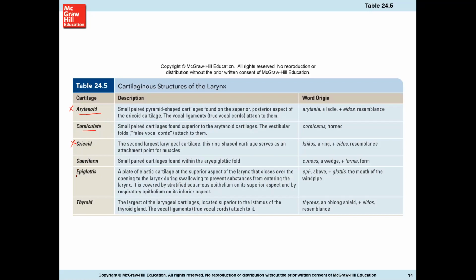You don't have to know cuneiform. Epiglottis, of course, and the thyroid cartilage, not the thyroid gland, the thyroid cartilage. The thyroid gland, again, is slightly inferior to all this. Thyroid gland.